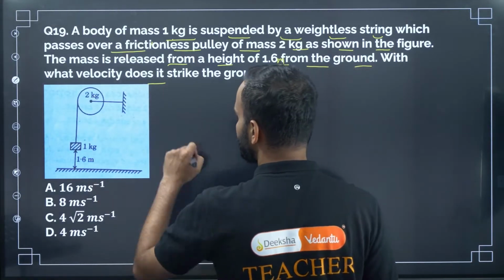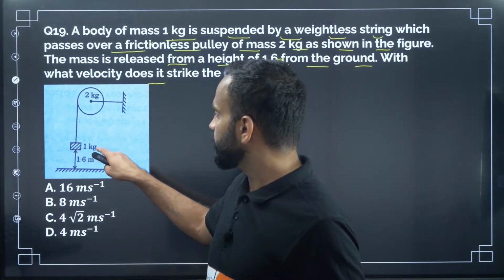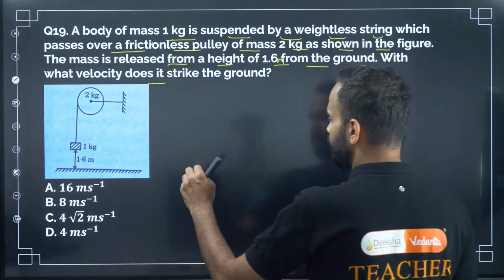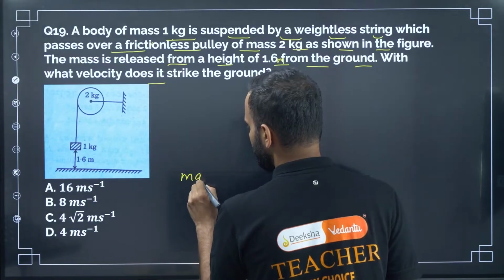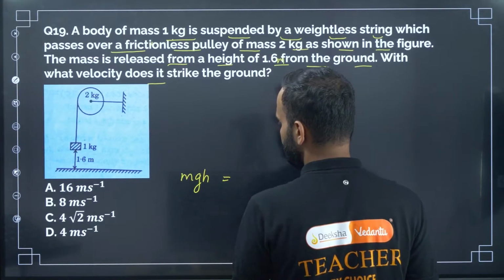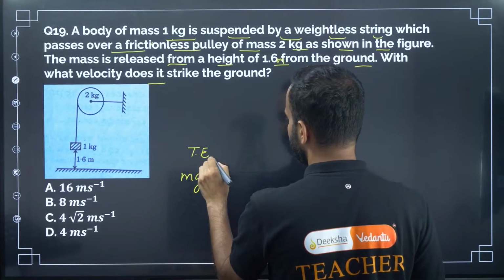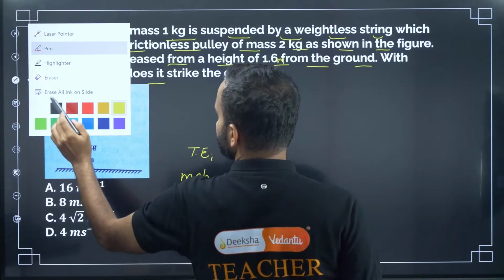So what is the initial total energy? Initial total energy is the potential energy of the 1 kg block, that's it. There is no movement, so kinetic energy is 0. So this is the initial total energy, which is equal to the final total energy.